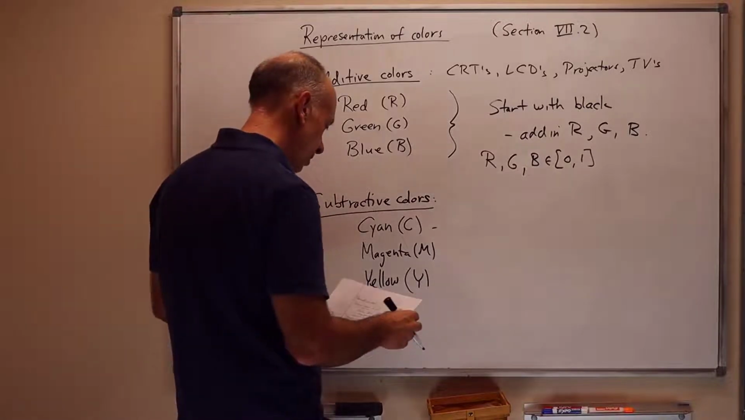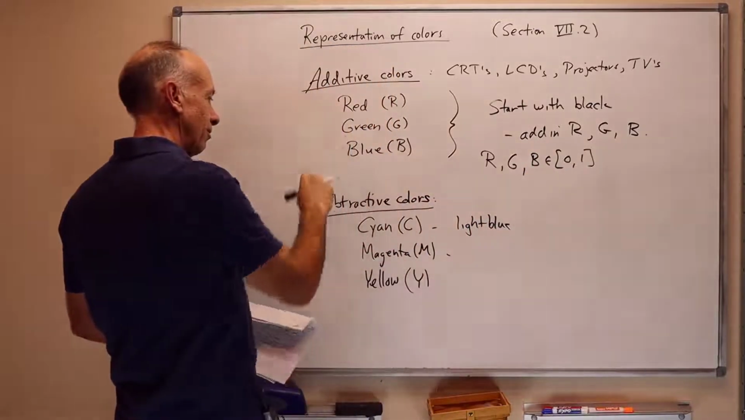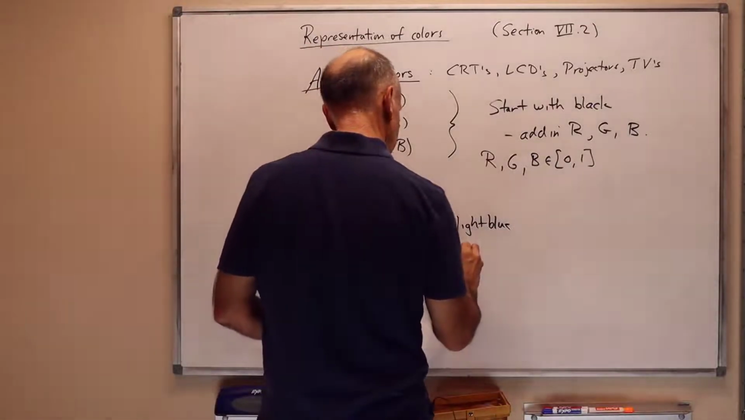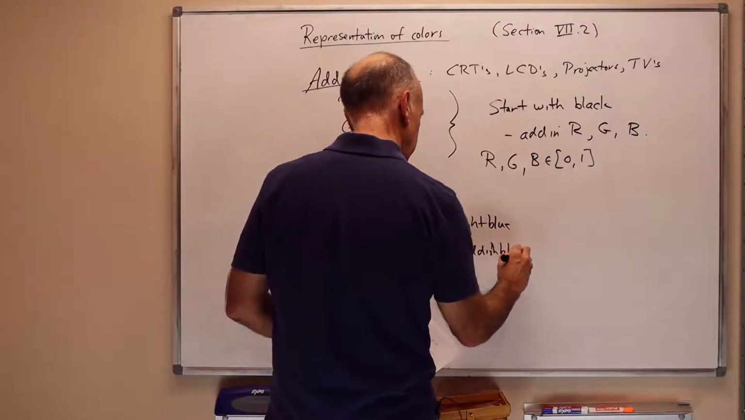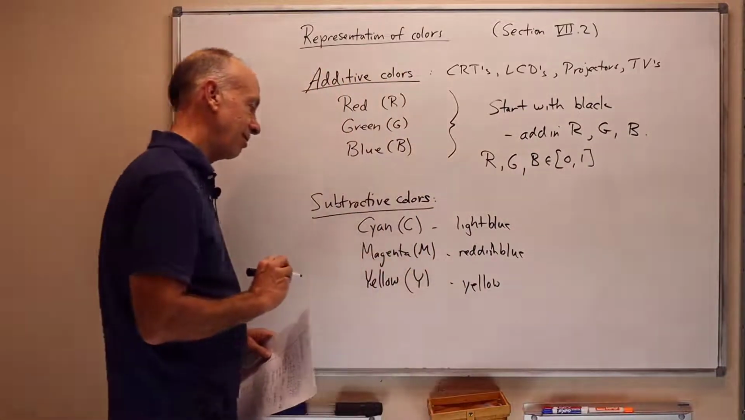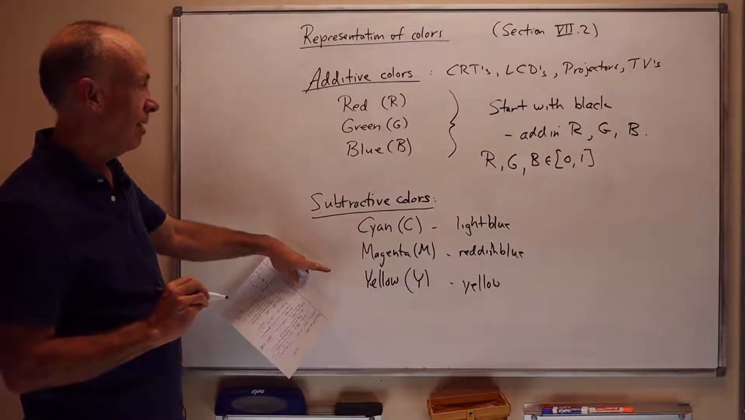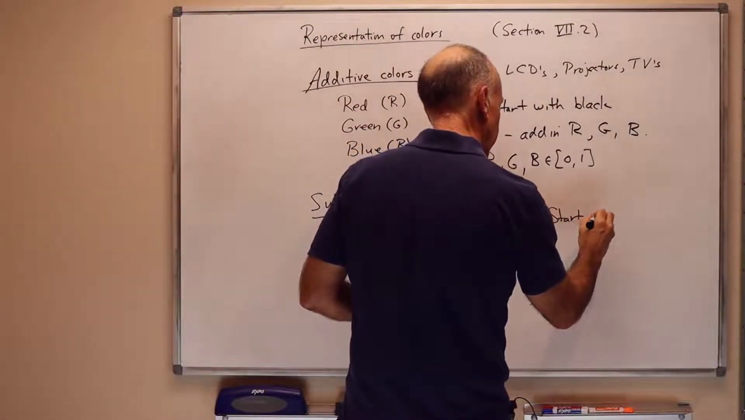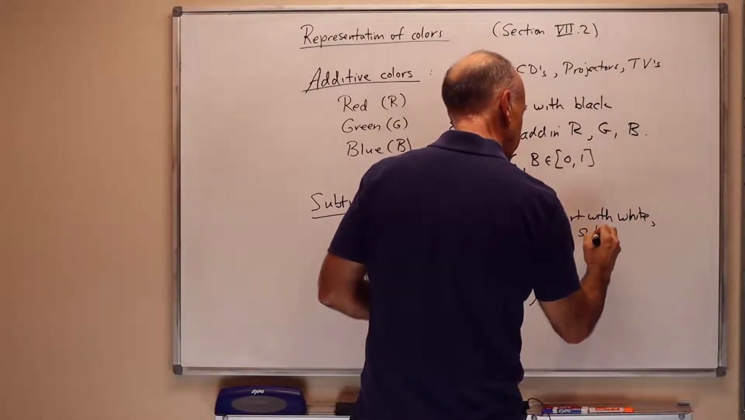Maybe a better way to say it is that cyan is a combination of the green and blue from the additive colors. Magenta is like a reddish blue. And yellow is yellow, right? Yellow is somehow subjectively a completely distinct color than anything else. In this setting, we start with white and subtract out colors.